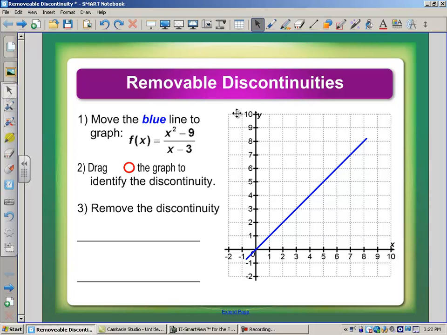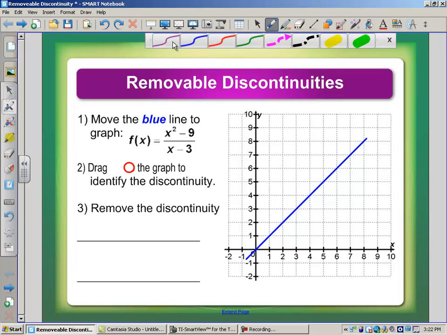Anyway, all right, so we're going to start with removable discontinuities. I'm going to show you what those are and why they're called removable, and then I'll show you the difference between a removable and a non-removable discontinuity.